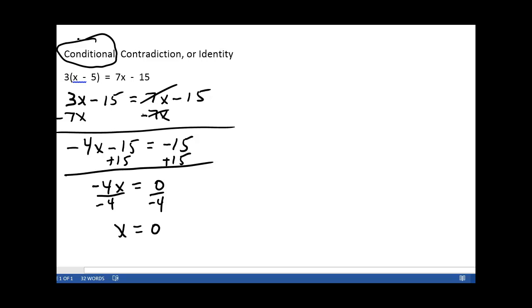A conditional equation has one solution. A contradiction has no solutions. And an identity has an infinite number of solutions.